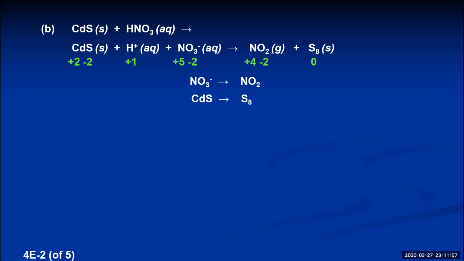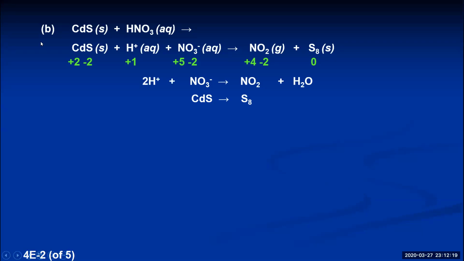Balance the first half reaction. Non-oxygens and hydrogens first: 1 N, 1 N, that's balanced. Next, oxygens with waters. 3 O's on the left, 2 O's on the right. We need one more O on the right, so one water molecule must be added. That now puts 2 hydrogens on the right, so we need 2 hydrogen ions on the left to balance the hydrogens. All the elements are balanced.